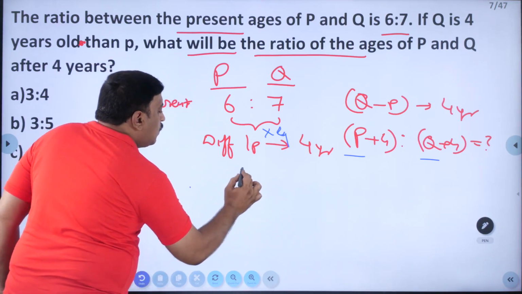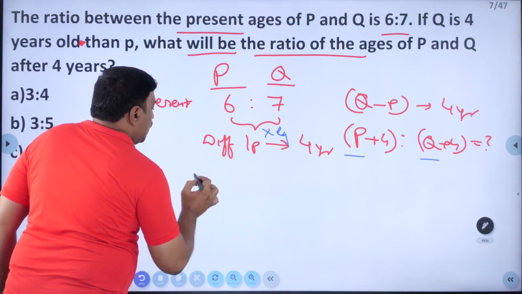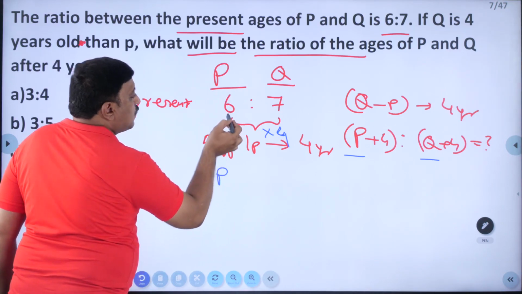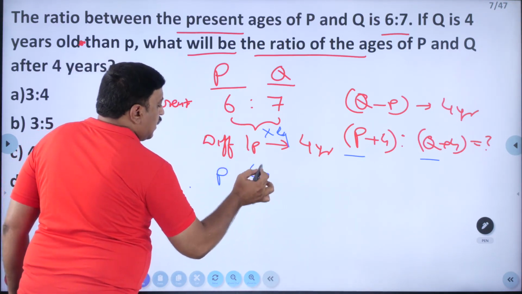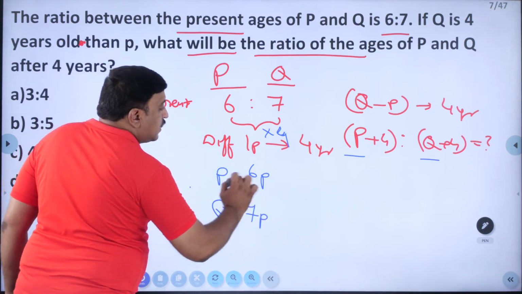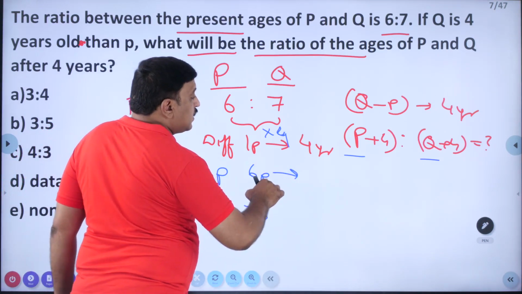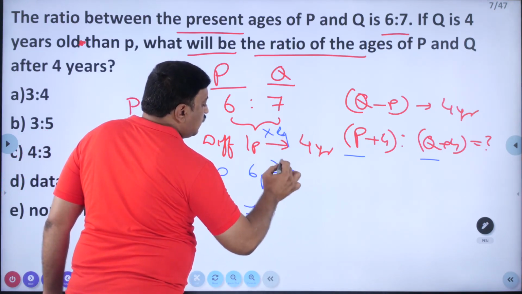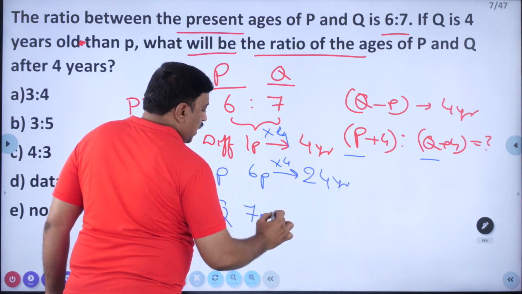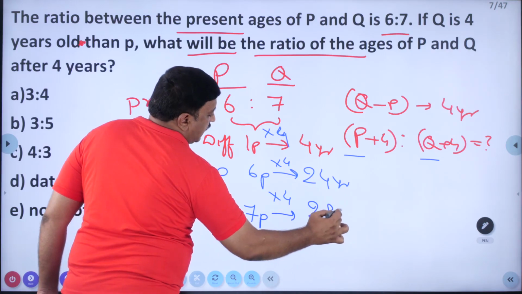So what about P? P present means P is how many parts? 6 parts. And we have to find out Q too. How many parts? 7 parts. So 6 parts is how much? 1 into 4 is 4. 6 into 4 is what? 24. And what about 7 parts? 7 into 4, that is 28 years.